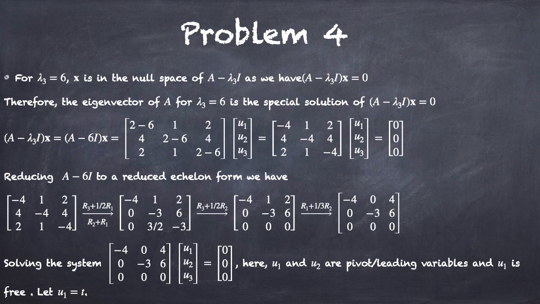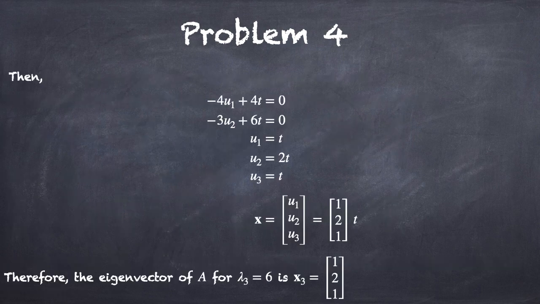As you can see, in the end the third row is a bunch of zeros, and we only have two pivots. In this case we have -4 and -3 as the two pivots. So now we solve the system, and here u1 and u2 correspond to the two pivot variables, and u3 is free. I guess I made an error here. No, so u1 is not free, u3 is free. So I'll make that change in the slides.